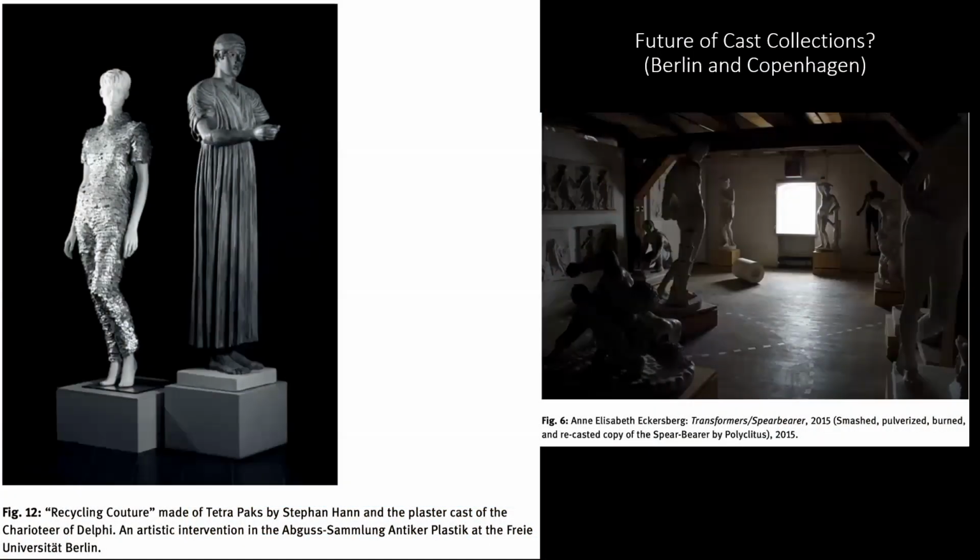Copenhagen. There, Henrik Holm had an artist destroy a cast. They smashed it, and the remnants were put together and then dissolved in water, and from the new plaster gypsum, the artist made this cylindrical roll here on the floor. So that has nothing to do with the classical sculpture anymore.